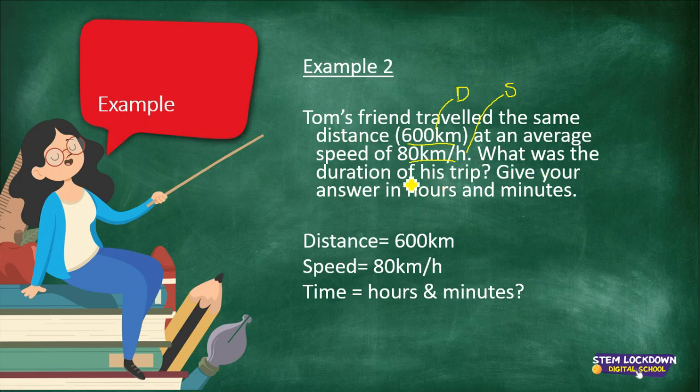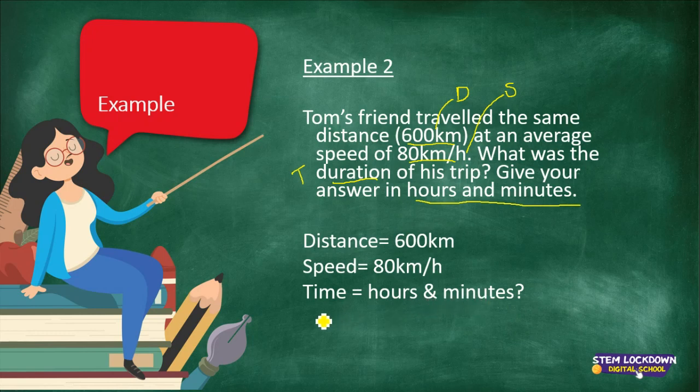Okay, what is the duration? In this case, they said duration. We know that duration means time. What is the duration of his trip? Give your answer in hours and minutes. So they want the time in hours and minutes. Okay, step number one, write what is given. We're given the distance, 600 kilometers, speed is 80 kilometers per hour, right? So they want to know your time in hours and minutes.